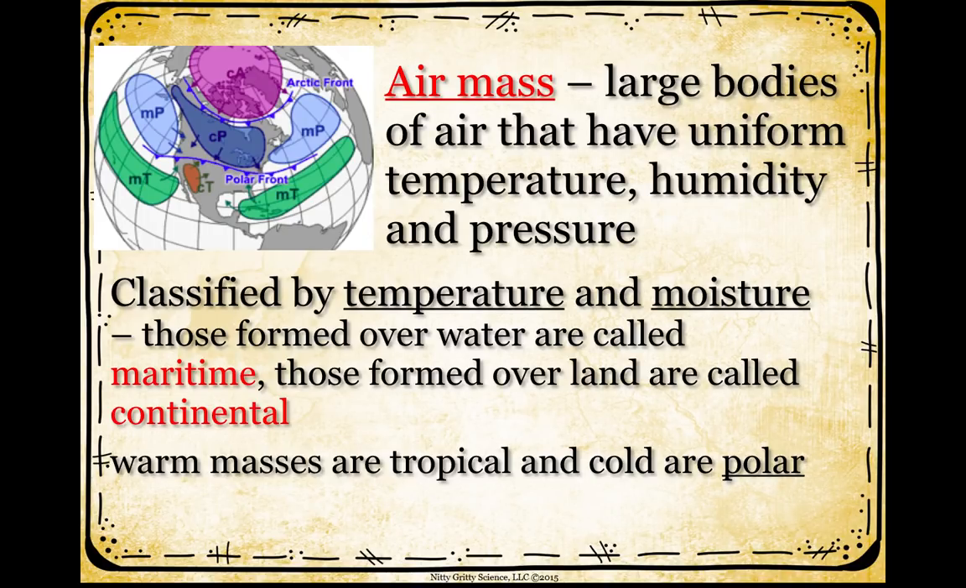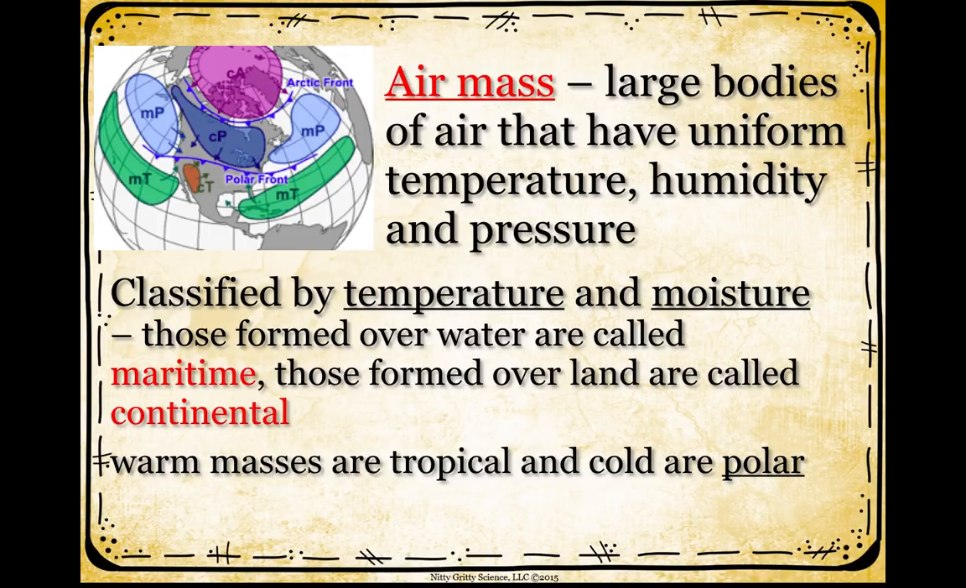Air masses. If you look at the picture, the air masses are large bodies of air that have uniform temperature throughout. Looking at those symbols, we have CA. CA represents continental Arctic. So if you remember, we talked about being classified by where they are formed. If they're formed over water, they're called maritime. If they're formed over land, they're called continental. So maritime is the water aspect and continental is the land. The second thing that they are classified by is their temperature. If they are warm air masses, they are called tropical, and if they are cold, they are polar.